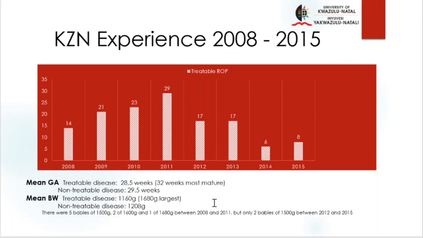In the first 4 months, we had a large number of babies of 1,400 grams or more that needed treatment, a total of 5 at 1,500, 2 at 1,600, and another 1 at 1,680 grams. Whereas between the years of 2011 and 2015, there were only 2 babies of 1,500 grams, so much improvement after 2011.